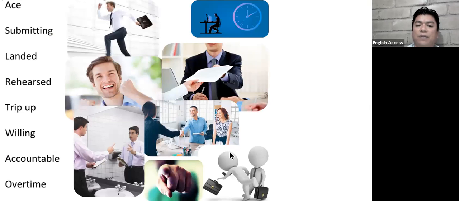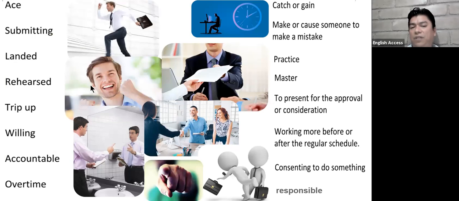Now, I have some images right here that will match this new vocabulary, and I also have some definitions. What you have to do is connect them. For example, what is ace? What image will be ace? And what definition is it?